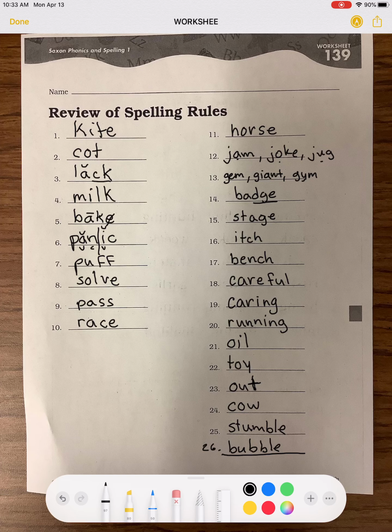Okay, and we're gonna do one more. I know you guys are being such good sports because I'm giving you extra work. But I am giving you one more. Okay, so we're gonna do 27.